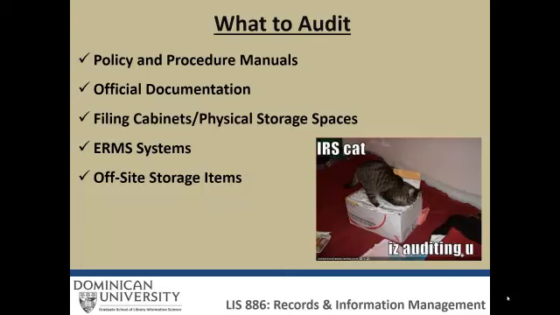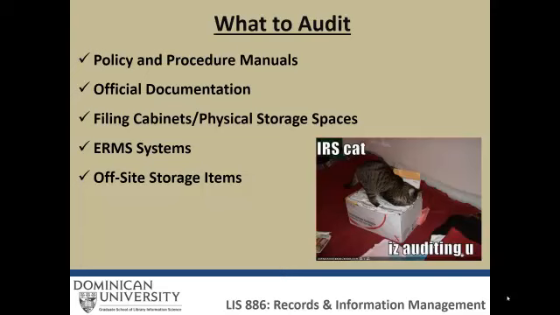In a RIM audit, you or someone from outside the organization will want to examine the organization's overall RIM policies and procedures. If you are auditing internally, you'll want to examine any program unit level policies and procedures. By taking a look at these items, you can quickly see if they're current, A, and being followed, B. Also, you'll want to be sure that you audit official documentation.